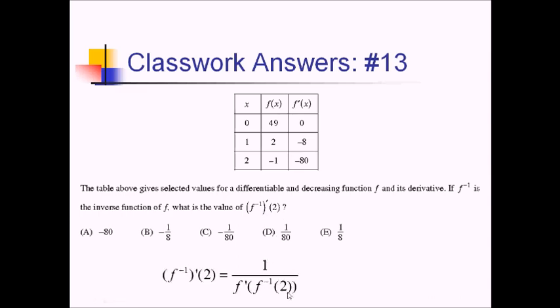What is f inverse of 2? That's the input for f when the output is 2. F of x is my output column, so when I have 2 in the output column, the input was 1. That means f inverse of 2 is 1, which means we're doing 1 over f prime of 1. What's f prime of 1? Well, looking in this 1 row here, f prime of 1 is negative 8, so this is negative 1/8, which is answer choice B.